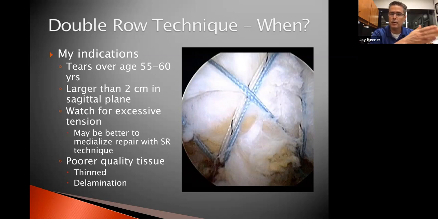So for me, these are older patients, not necessarily old, but over age 55 to 60, with larger tears, larger than 2 centimeters in the sagittal plane, and poorer quality tissue. So these are thin or delaminated tendons. You want to avoid excessive lateralization with those. So sometimes if I can't pull it all the way over, I'll do a single row repair with multiple anchors.